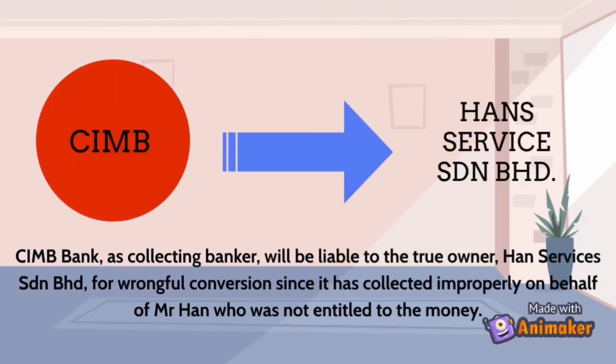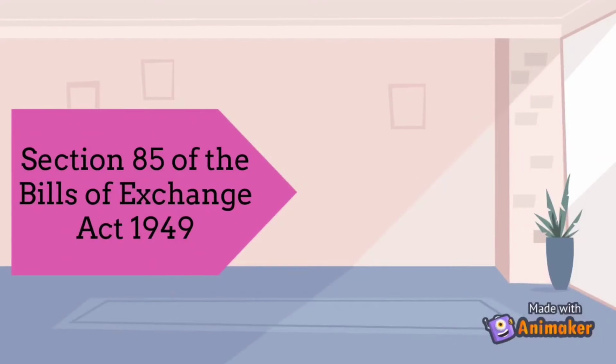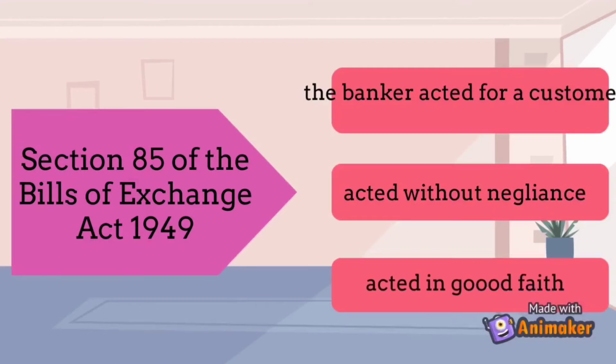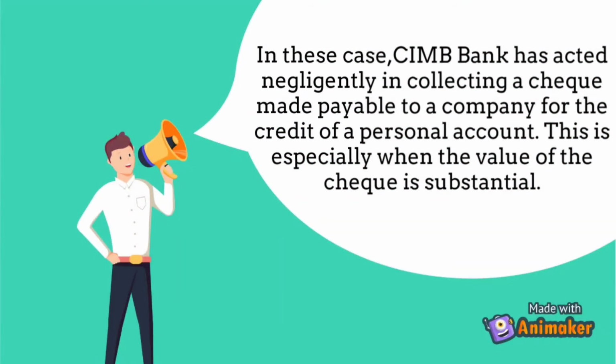Advise CIMB Bank. CIMB Bank as collecting banker will be liable to the true owner, Han Services Sdn Bhd, for wrongful conversion, since it has collected improperly on behalf of Mr. Han, who was not entitled to the money. Section 85 of the Bill of Exchange Act 1949 affords some protection to the collecting banker. The following 3 elements need to be proven: acted for a customer, acted without negligence, acted in good faith. In this case, CIMB Bank has acted negligently in collecting a cheque made payable to a company for the credit of a personal account.